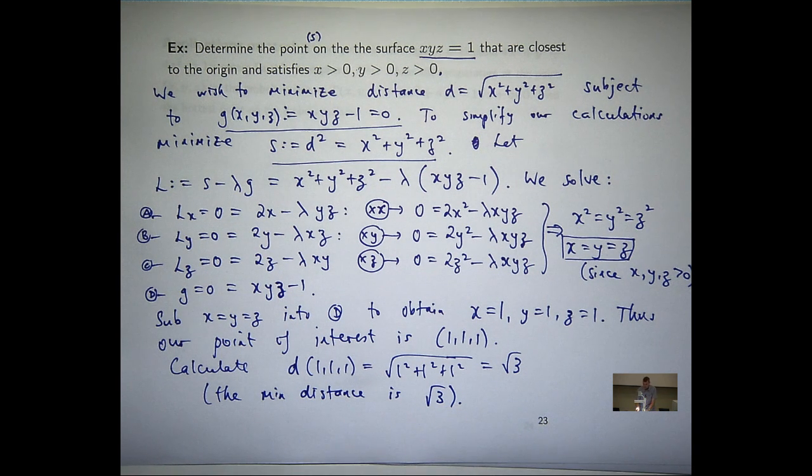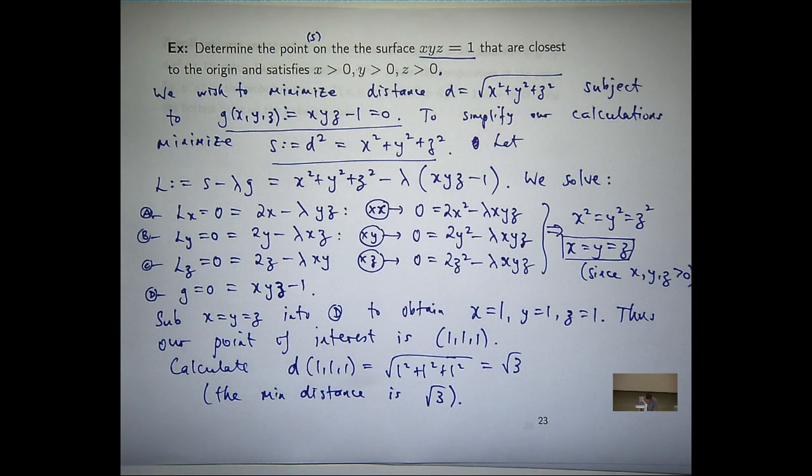Now, how do I know it's the minimum distance? Why isn't it a maximum distance? How do I know? I'm not performing a second derivative test here. How do I know it's a minimum distance? Anyone got any ideas about that? There's a few reasons. Okay?